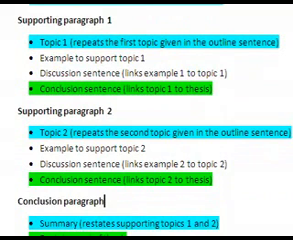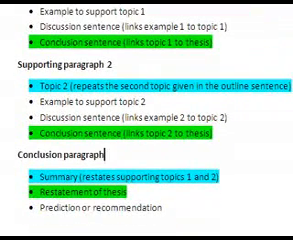The same pattern holds true for supporting paragraph 2. So in supporting paragraph 2, you start by presenting topic number 2, which you had originally stated in your outline sentence of the introduction paragraph. You give an example to support it. You also give a discussion sentence linking your example number 2 to topic number 2. And finally, you give a conclusion sentence which links supporting paragraph 2 back to your thesis, which was in the introduction paragraph.